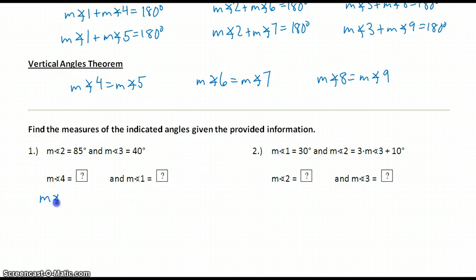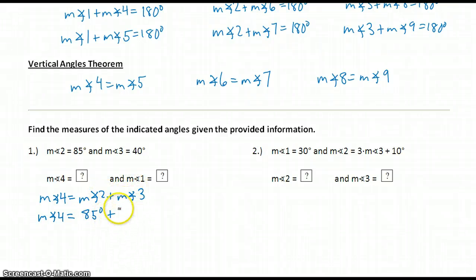The measure of angle 4 is going to equal the measure of angle 2 plus the measure of angle 3. Now I'm going to substitute in what I know. I'm trying to figure out the measure of angle 4, so I don't know that measure. And I'm going to substitute in the measure of angle 2 and the measure of angle 3.